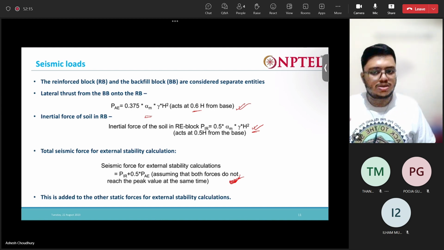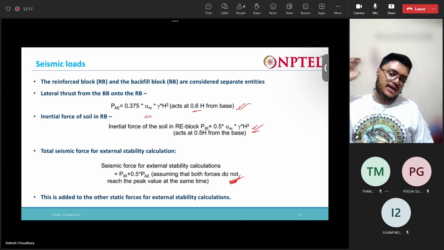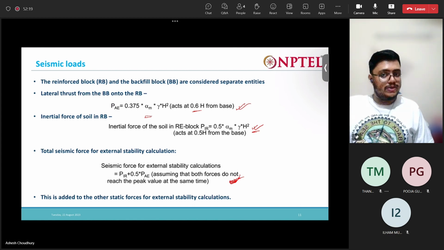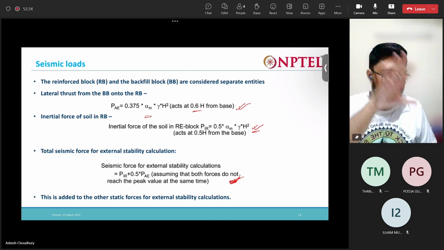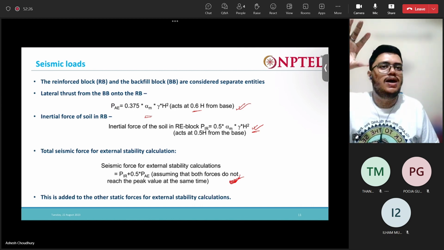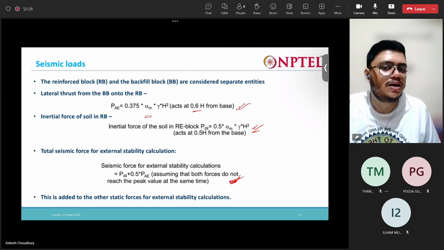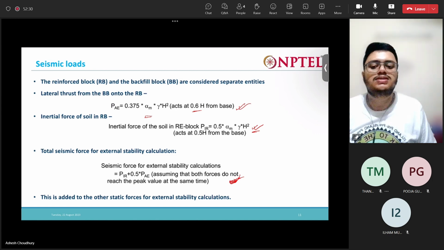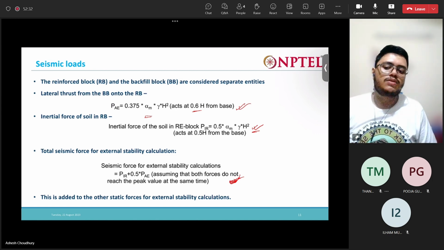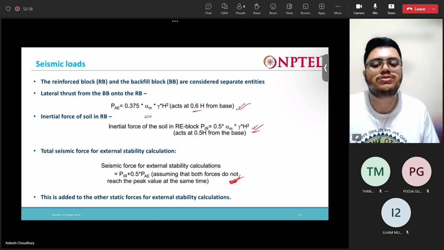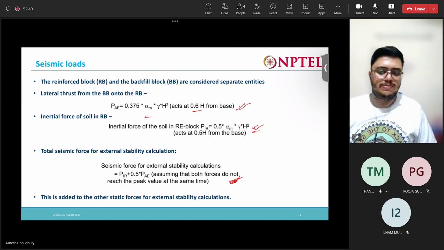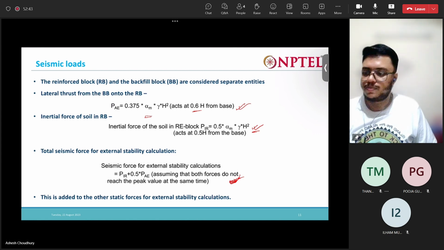Okay, so this is the total seismic force that is actually added to the other static forces that we discussed just previously. Now there are the static forces from the earth pressure, the static forces from the crash barrier, the static force from the surcharges. So all these things should be added to that, and all of these should be considered together in the external stability calculations. Okay.